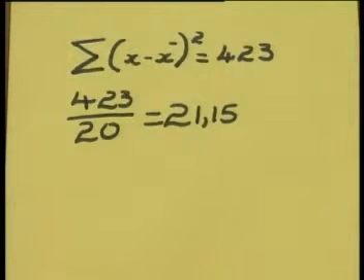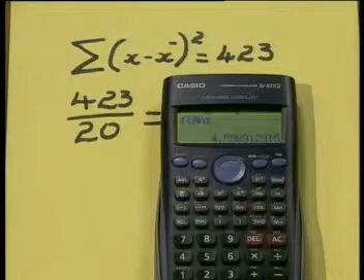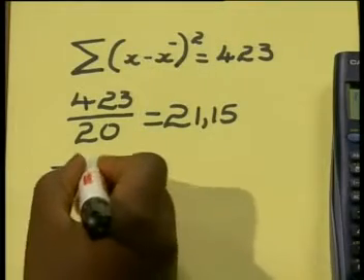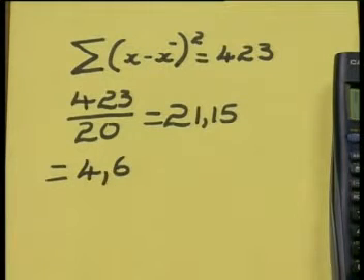But this is a sum of squared values, so the square root of this value will be more useful to us. All the data values were squared. Now we must find the square root of our sum. The square root of 21,15 is 4,6 pulses per minute.